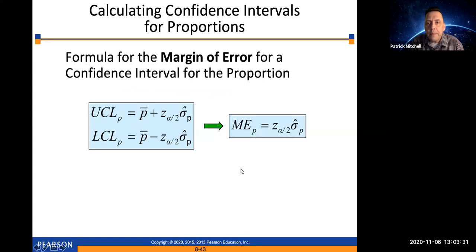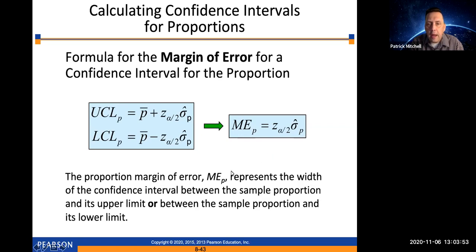So that quantity, z sub alpha over 2 times the approximate standard error of the proportion, is called the margin of error. A shorter way to express these upper and lower confidence limits is to just say p bar plus or minus the margin of error. And that represents the width of the confidence interval between the sample proportion and either its upper or lower limit.